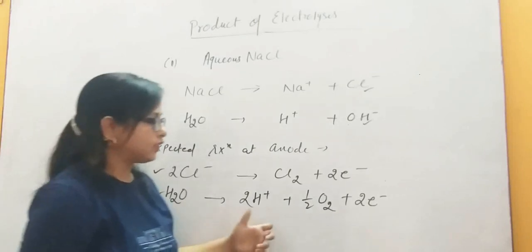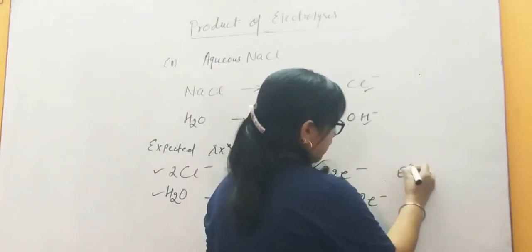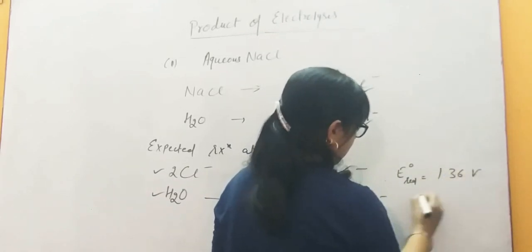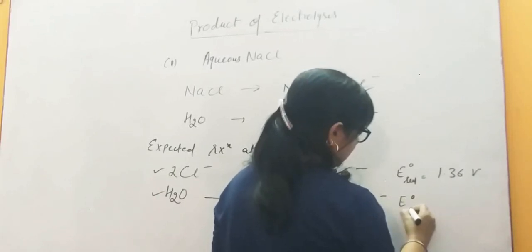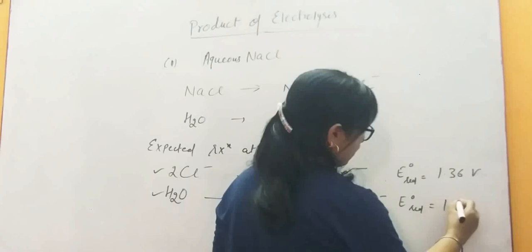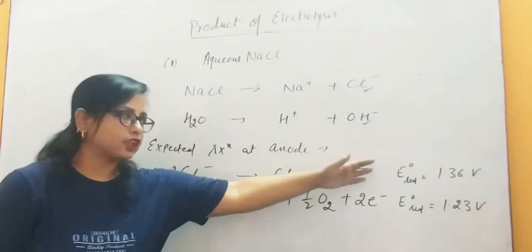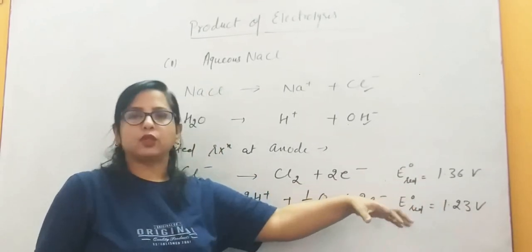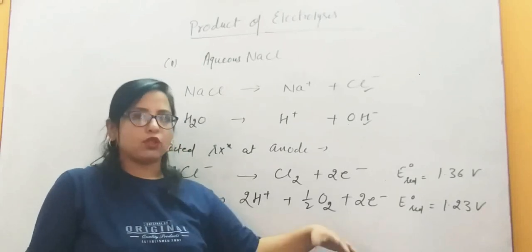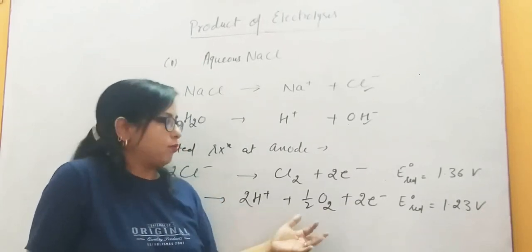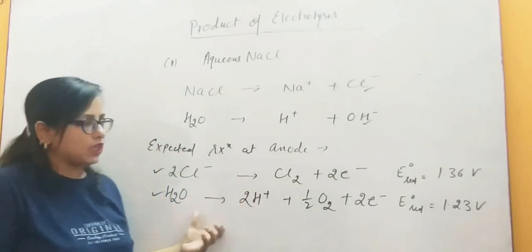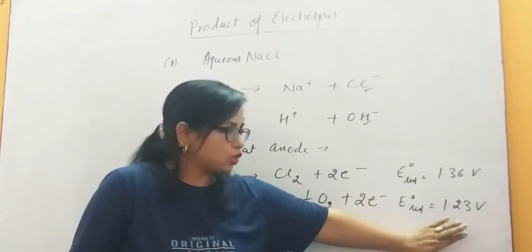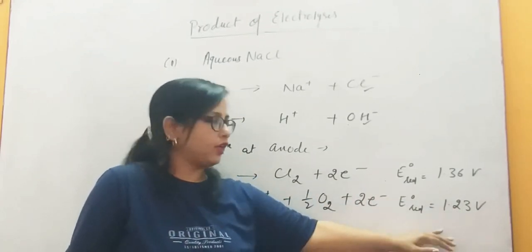Now I will see their reduction potential values. The reduction potential for chlorine is 1.36 volt, and for oxygen it is 1.23 volt. These are the reduction potential values. So I will take the smaller value. Both reactions have reduction potential values which are very close to each other, so both have the same chance of occurring at the anode. But the possibility of oxygen is slightly higher because its reduction potential is lower. That's why its oxidation is more likely. So this reaction has a slightly higher possibility of occurring at the anode.